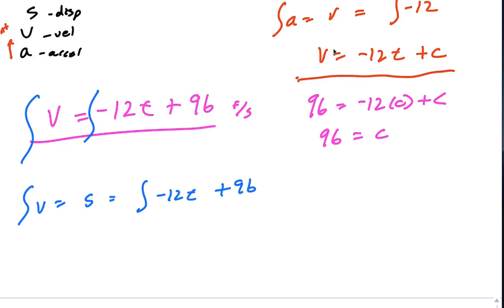So if we integrate this, we're going to add 1 to the power, divide by the new power. I'll just add a t here. So it's negative 6t squared plus 96t plus c. That's my displacement.